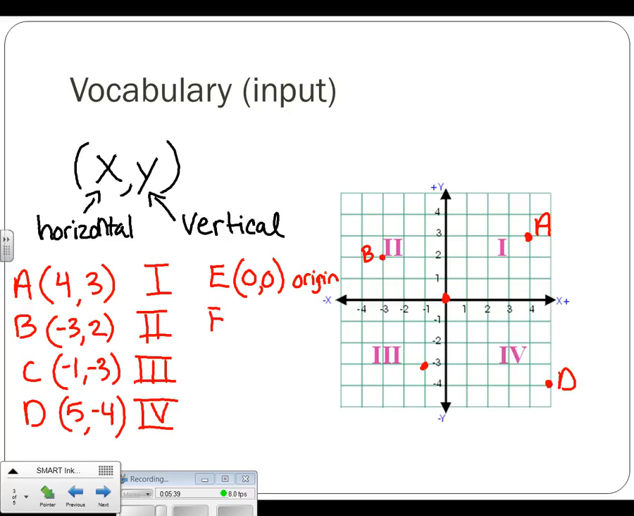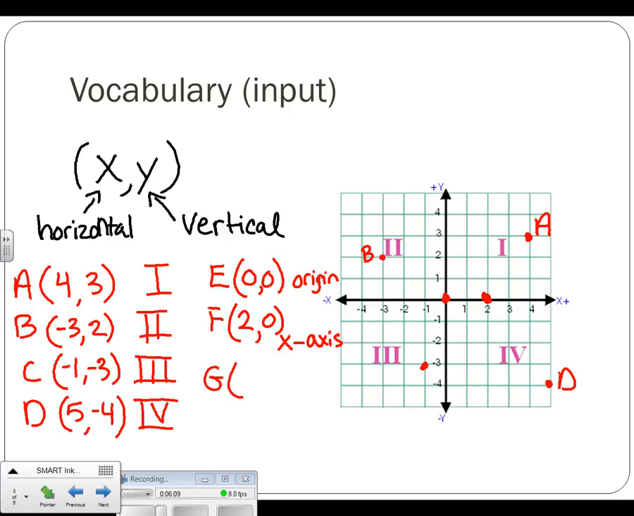F is at 2, 0. So that means from the origin you go right 2, and then 0 for our y means we don't go up or down. So it would be located right here. So in terms of what quadrant that is in, that's in between quadrant 1 and 4, and it lies on the x-axis. So we'll say it's on the x-axis, which is our horizontal number line.